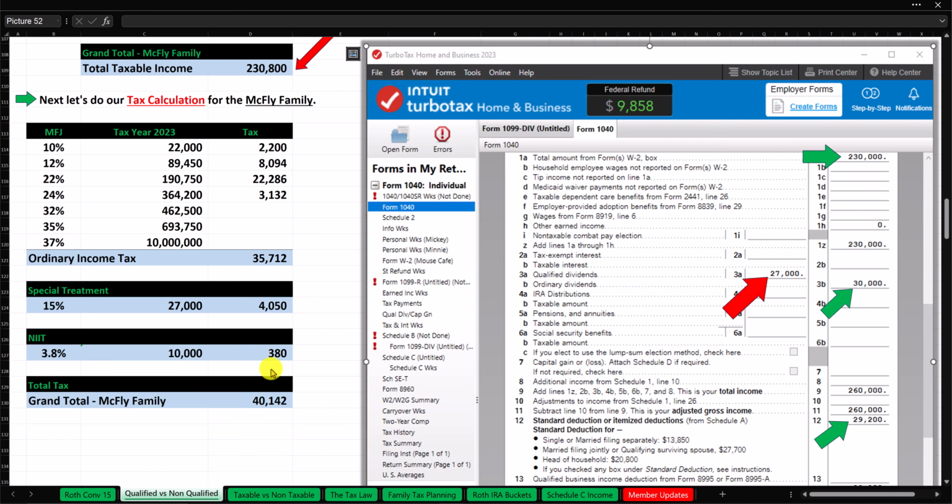And we also know that total taxable income remains the same between both families. Total taxable income, as we just went over, is not affected by whether dividends are qualified or not. So in this case, the grand total tax for the McFly family is going to be $40,142.